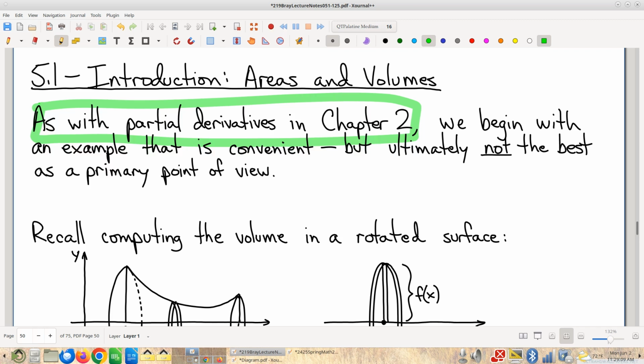This isn't really the best way to think about multivariable derivatives. We start with it because it's an easy way to get one into the win column. It's familiar. It's kind of nice in certain ways. But ultimately, we saw a much better way to talk about multivariable derivatives: the derivative matrix, much better.